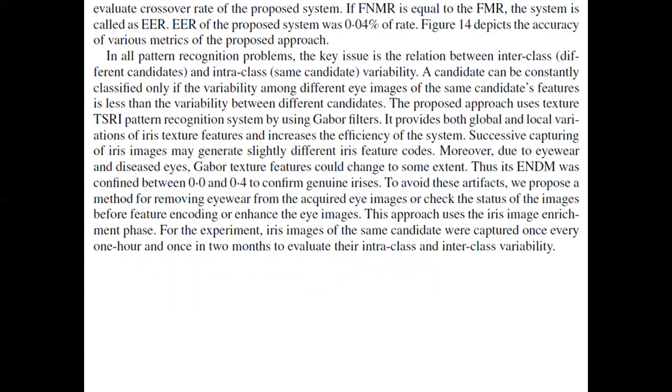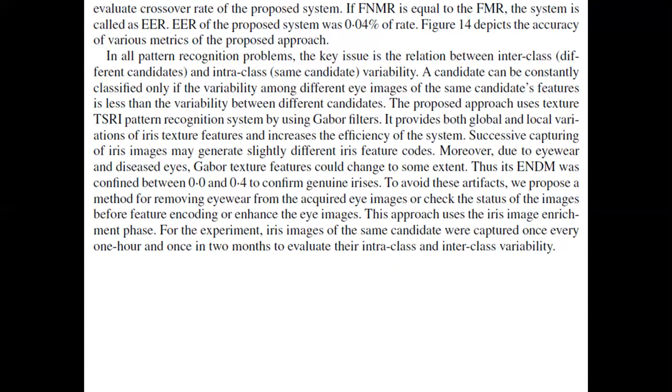And here you have things like evaluating the crossover and other things. The equal error rate proposed was 0.04. And the other figure is also available. In all pattern recognition problems, the key issue is the relationship between interclass. Interclass means different candidates, Brahim, Mubarak, Salim, like that.